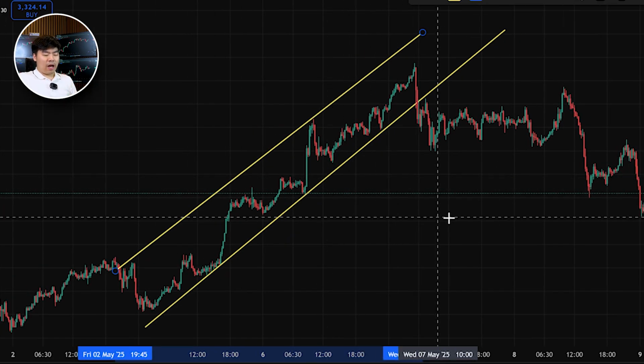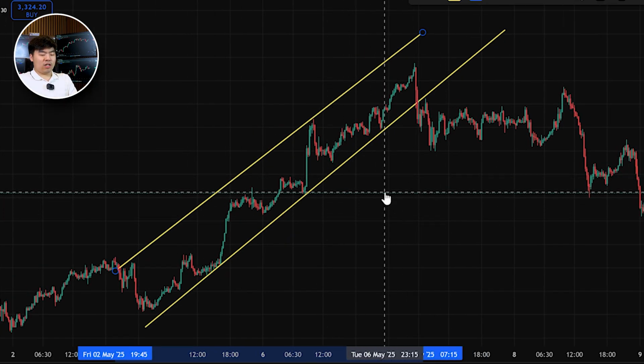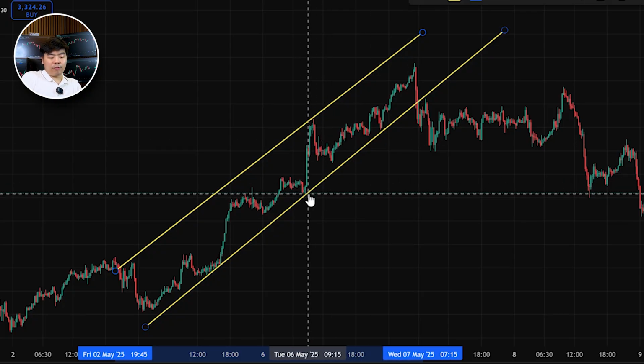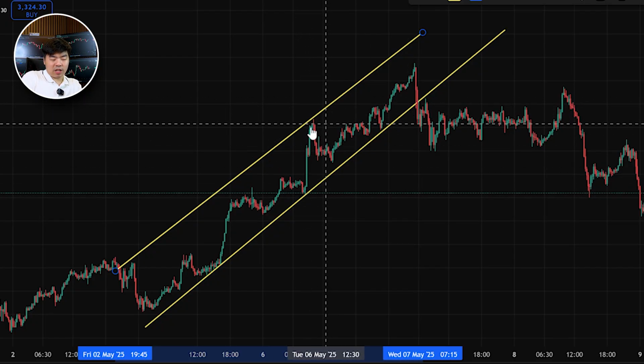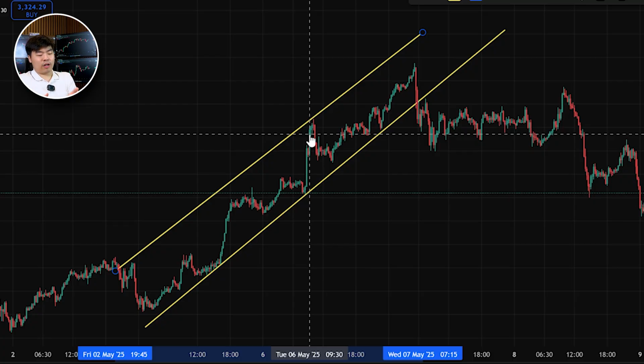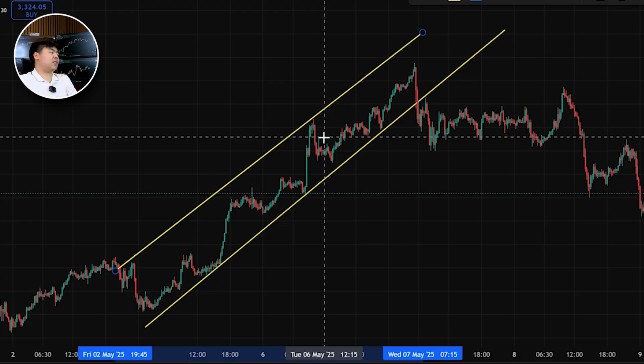And during the downtrend, of course, it's the other way around. You wait for the price to touch the resistance and you open a sell position during a downtrend. It's like this, but it's reverse. Basically, it's the same thing.